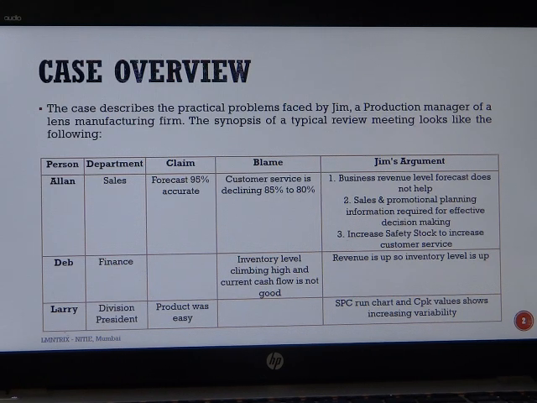Larry, who is the division president, says that the product was easy, but Jim argues that the SPC run chart and the Cpk value show an increase in variability.